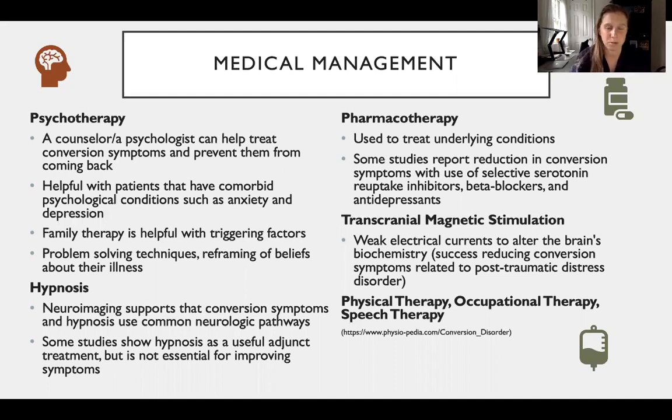I thought this one was really interesting. So transcranial magnetic stimulation: weak electrical currents to alter the brain's biochemistry. There has been success in reducing conversion symptoms related to post-traumatic stress disorder. I thought that was kind of crazy, but thought I'd throw it in there. It was kind of interesting. And then, of course, physical therapy, occupational therapy, and speech therapy.